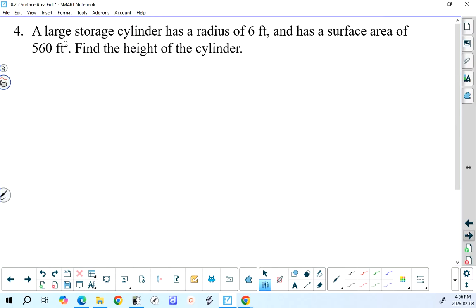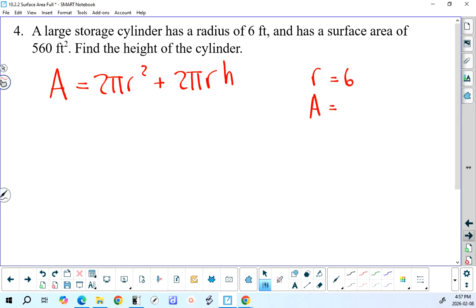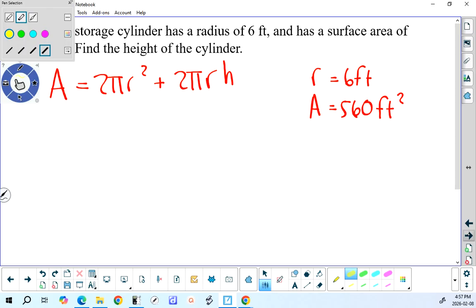One example left. Remember, you put all of the numbers into a formula and simplify before you do anything else. So we have a cylinder, and you're given the surface area of the cylinder. So we go hunting on our formula sheet for the surface area of a cylinder formula, and it is 2 pi r squared plus 2 pi r h. What do we know? We know the radius is 6, the area is 560, this is feet, this is square feet, and you were asked to find the height. So this is the prize.